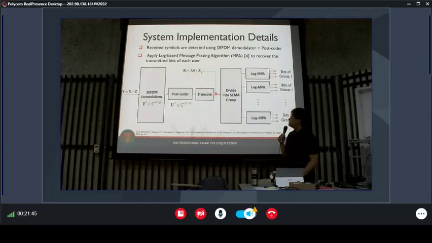And then we will divide the output into L SEMA groups, and then we will apply the log-based message passing algorithm. We'll discuss the purpose of the message passing algorithm later. And then the output of this message passing algorithm will be the bits of the users in each SEMA.